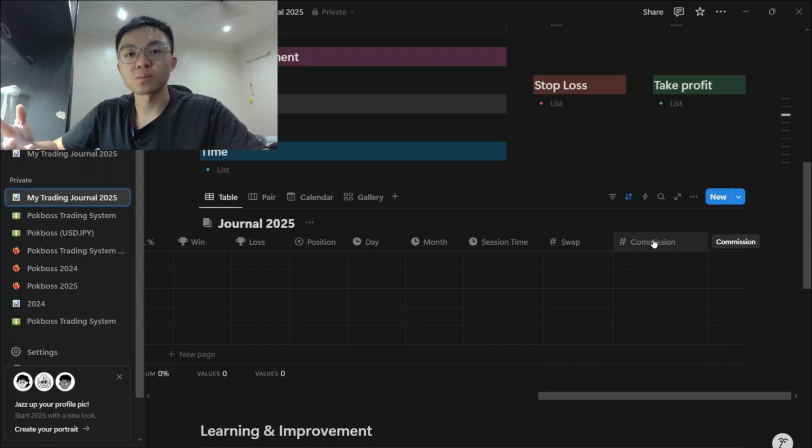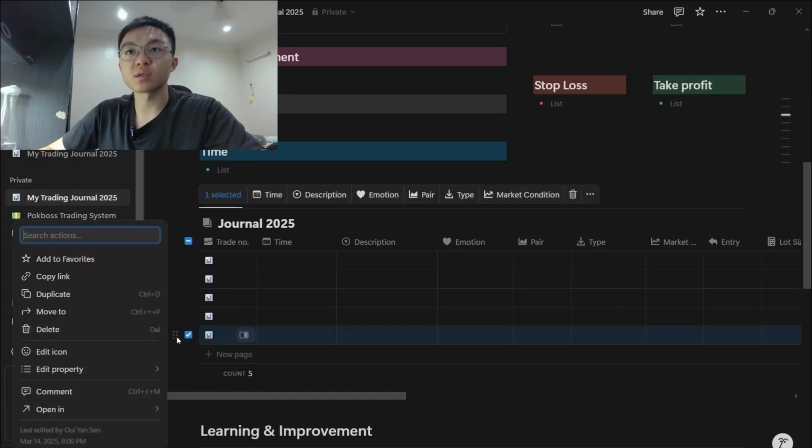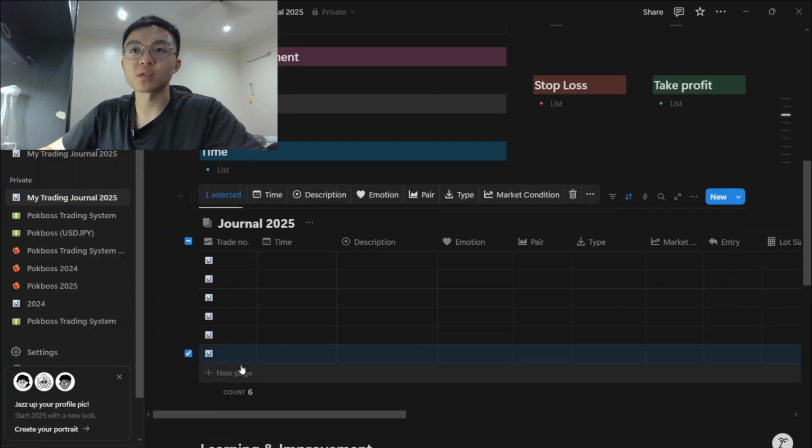Now there are actually 5 rows over here, but if you want to add more rows for your journal, you can just go over here, click this 6 dots button and click duplicate. Then you will have the 6th row over here.